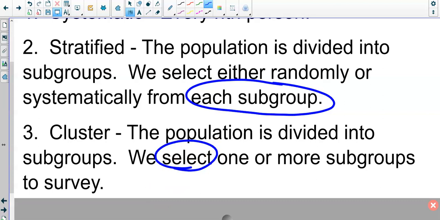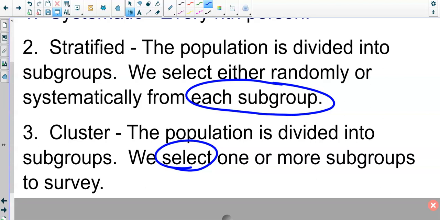In stratified, you're doing each subgroup. But in cluster, you're selecting the subgroups you want to look at, and then you perform your either randomly selecting people or systematically selecting people. Okay? So that's how the cluster works versus the stratified.